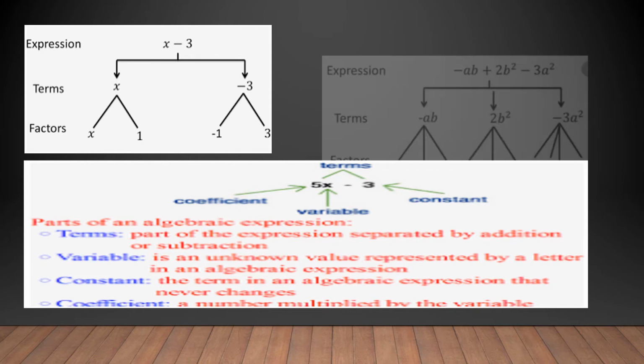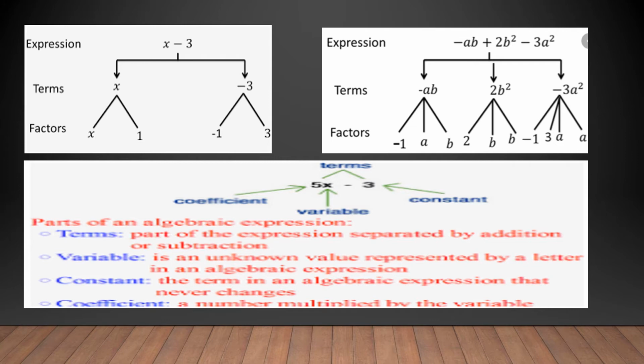The second example, minus ab plus 2b square minus 3a square. This expression has three terms: minus ab, 2b square, and minus 3a square. The factors of minus ab are minus 1, a and b. The second term is 2b square. Its factors are 2b and b. And the third term is minus 3a square. Its factors are minus 1, 3a and a.